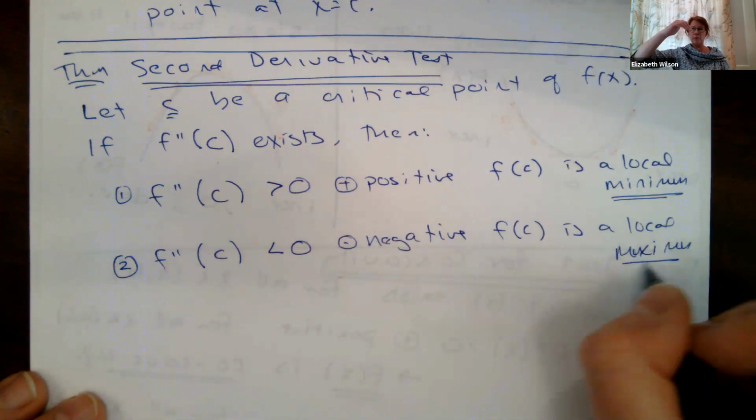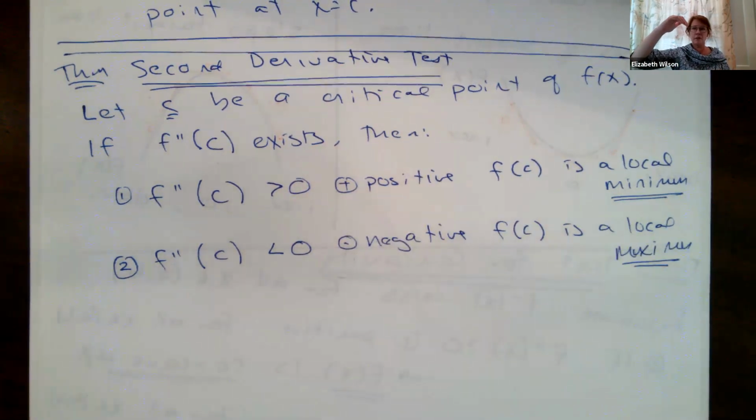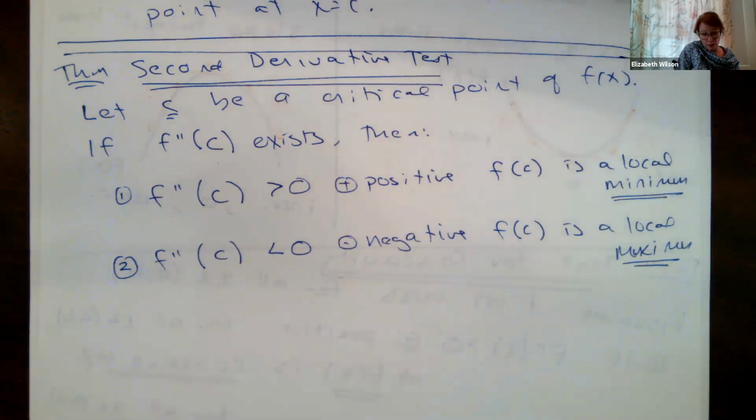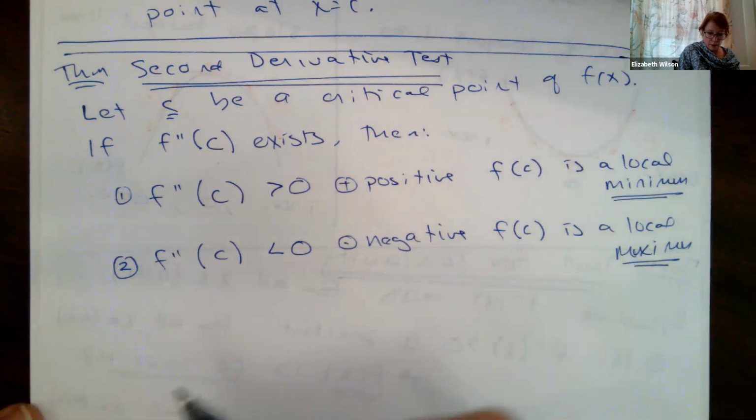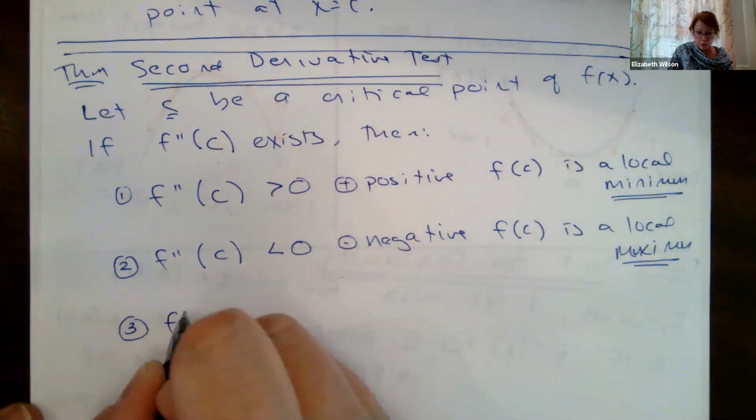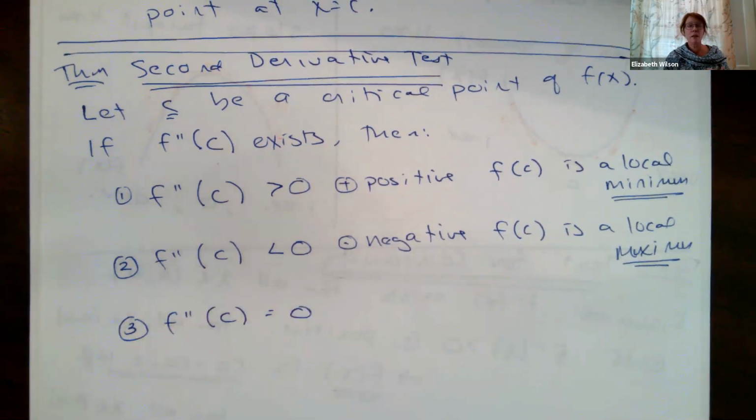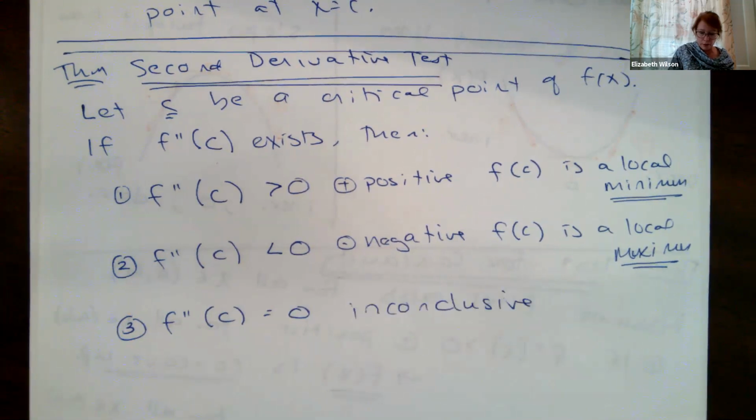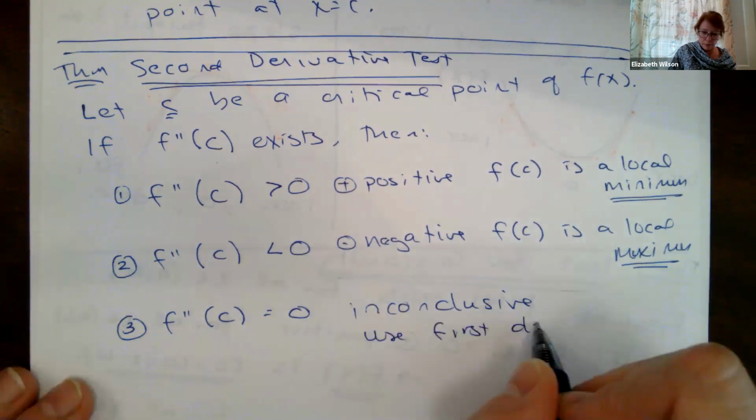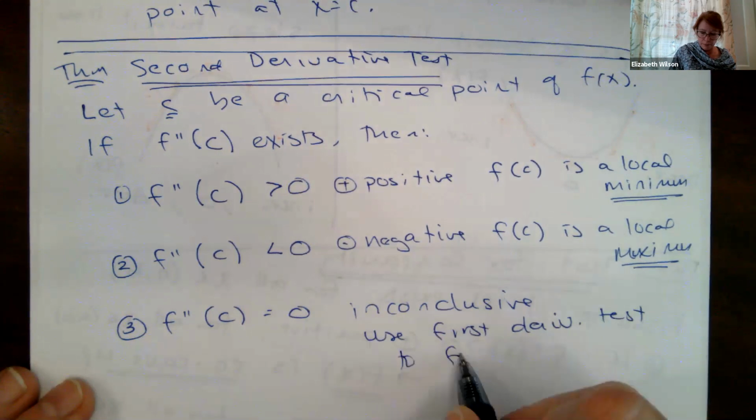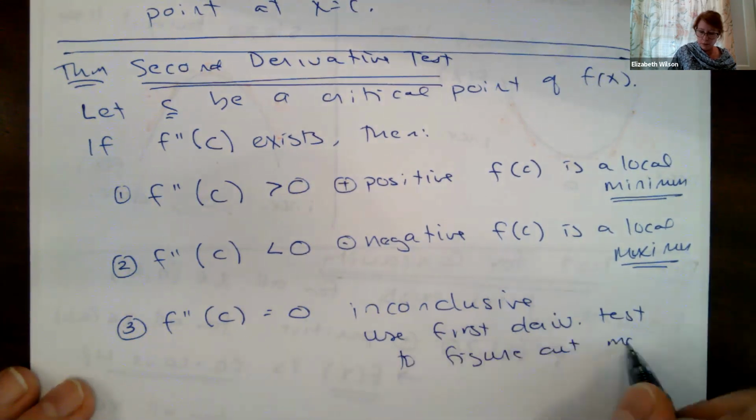Remember, our second derivative tells us about concavity, so it's concave down if it's negative. At C, if the second derivative evaluated at that critical point is negative, I'm dealing with a local maximum. If it's equal to 0, it's inconclusive. It could be a max or a min. You need to use your first derivative test to figure out if it's a max or a min.